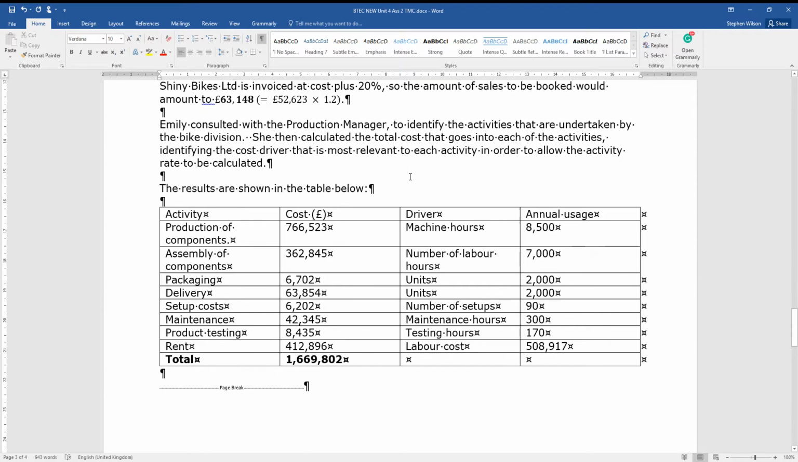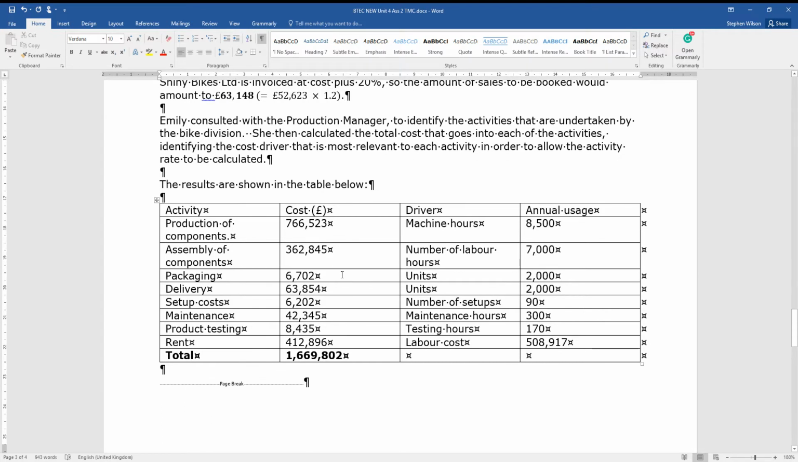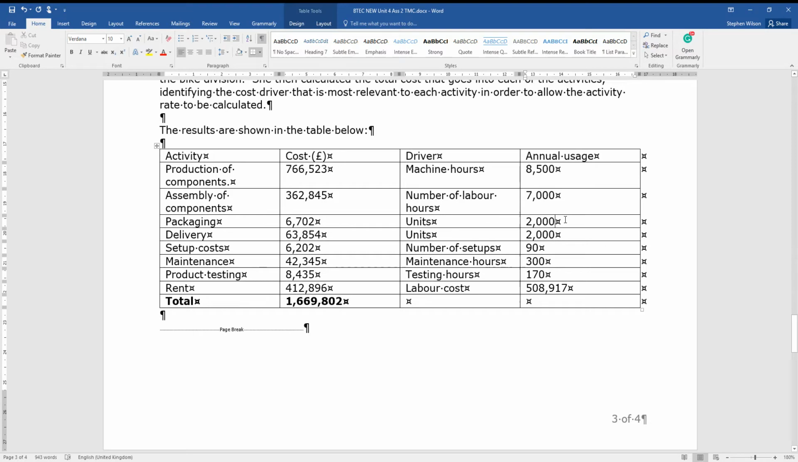Now, because you are this good, you have already come up with an ABC breakdown of how things could be broken down in the factory. So activity, production of components, driver, machine hours; assembly of components, number of labour hours; packaging, number of units that you package. So they package 2,000 units a year. Delivery, 2,000. You hope you're delivering 2,000, don't you? So those numbers should be the same.